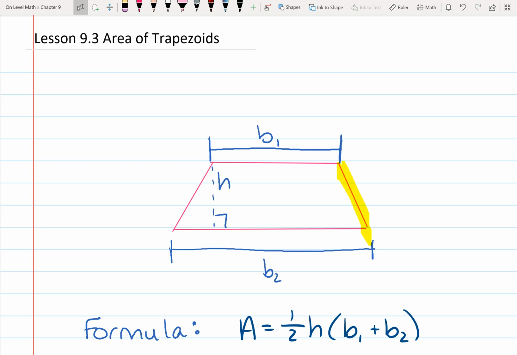There will be examples, I think 3 and 4, where you will need to solve for a missing dimension. So I believe it says find the height given the area. So we'll have to use the commutative property to rearrange, just like we did with area of triangles, and then use inverse operations to isolate the variable. So that's kind of where we're headed.